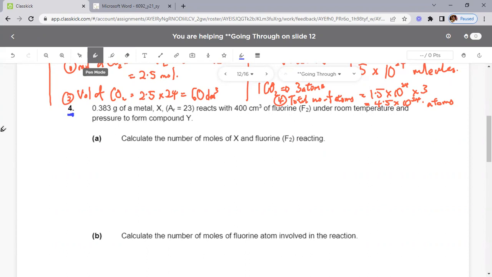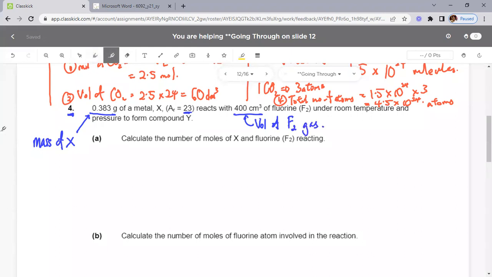0.383 grams of a metal X. So I know this is the mass of X. It is 0.383 gram. The Ar is 23, so I know the Ar. Next, they say that it reacts with 400 cm cube of fluorine. This is the volume of gas. To be more precise, I will say that this is the volume of fluorine gas. But take note, this is in cm cube. So I'll put most probably an exclamation mark and say need to convert to dm cube.